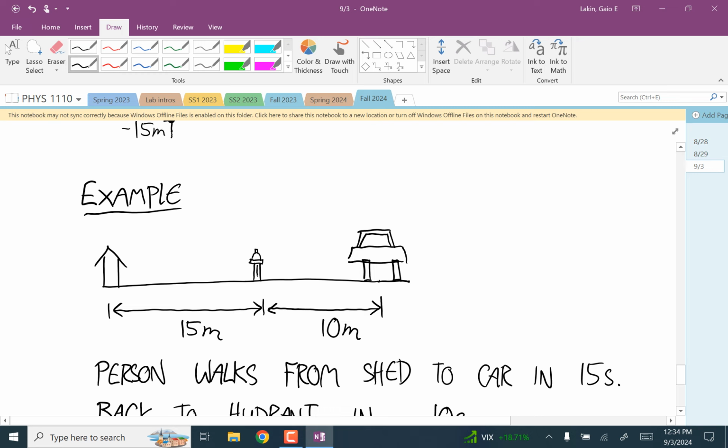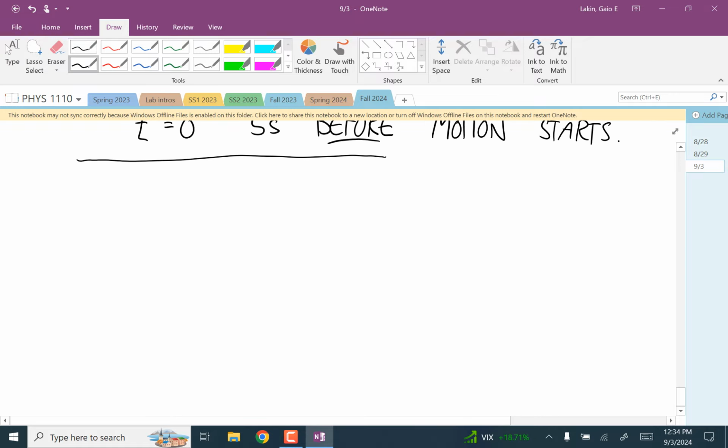So we're just watching as he goes from the shed to the car back to the hydrant, and we have no control over that. So here's the path that this person follows. Here's the shed. Here's the hydrant. Here's the car. And the person starts here. Now I'm going to draw the motion that we also don't have any control over. The person goes from here, past the hydrant, gets to the car, turns around, and goes back here.